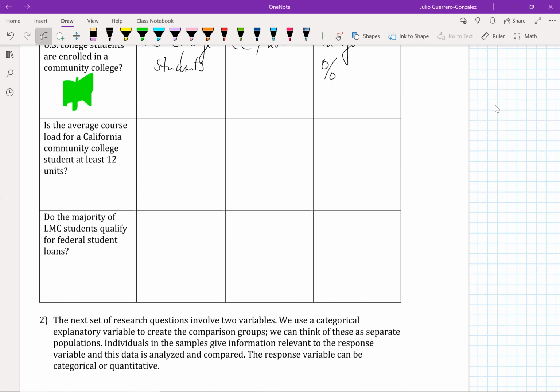Is the average course load for a California community college student at least 12 units? Population: California community college students. Variable: how many units. Are we going to have categorical or quantitative here? Quantitative. And do we use percents or mean? Mean. Got it?